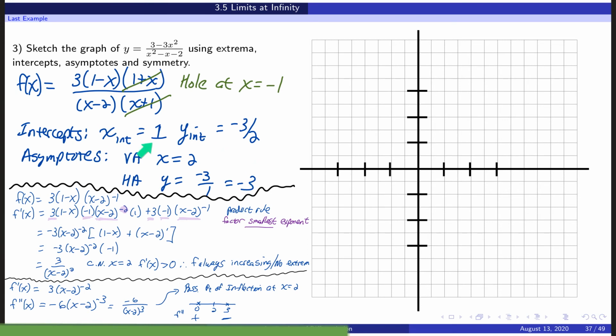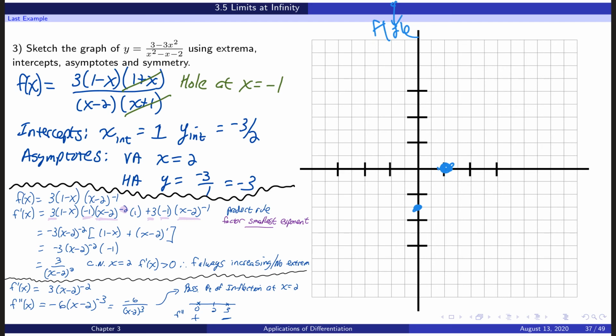So now your job is to take all this information, put it on a graph, and come up with the final sketch. Pause the video and try and produce the sketch of the final plot. So here we go. We have roots at 1 and -3/2. We have a hole at -1. I'm just going to write myself a little reminder that says there's a hole at -1.